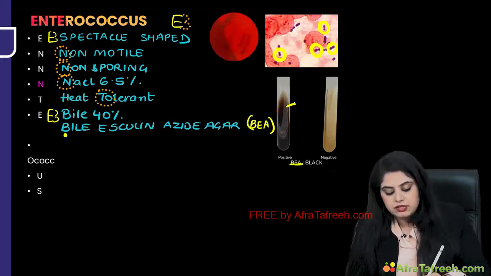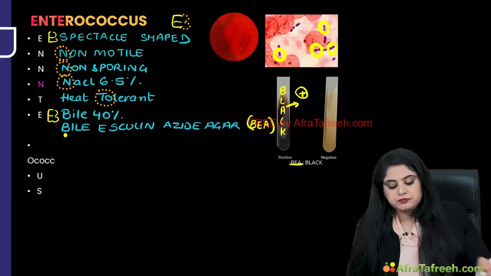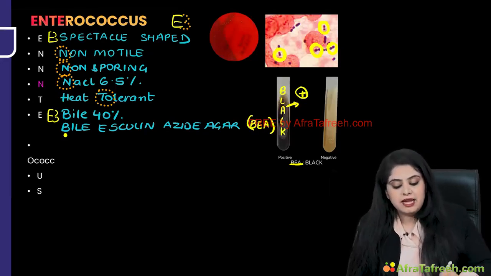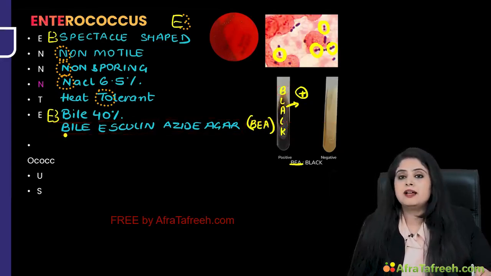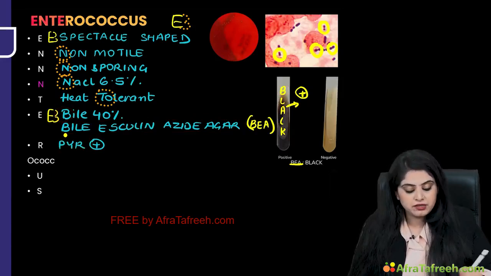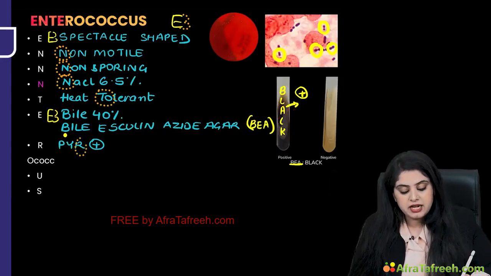And what color did you see when you're getting Enterococcus growth? What color did you see? You saw a black color. So bile esculin azide agar is going to give you B for B, that is a black color. Bile 40% it can survive. And entero R, what is the reaction? It is PYR test positive.